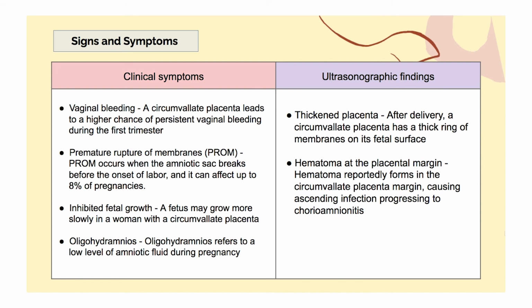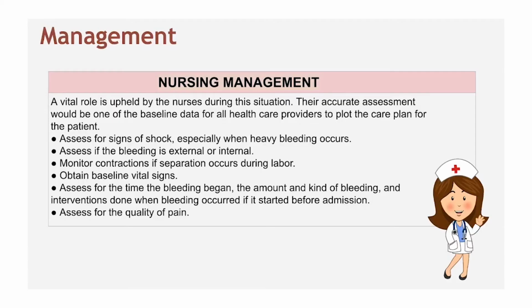Ultrasonographic findings. Thickened placenta. After delivery, a circumvallate placenta has a thick ring of membranes on its fetal surface. Hematoma at the placental margin is also observed because hematoma reportedly forms in the circumvallate placenta margin, causing ascending infection, progressing to chorioamnionitis. Chorioamnionitis is a bacterial infection that occurs before or during labor. It refers to the membrane surrounding the fetus, the chorion, which is the outer membrane, and the amnion, the fluid-filled sac. And now for the management.